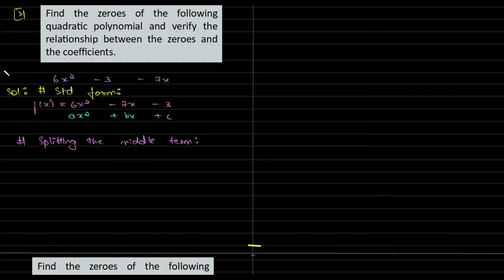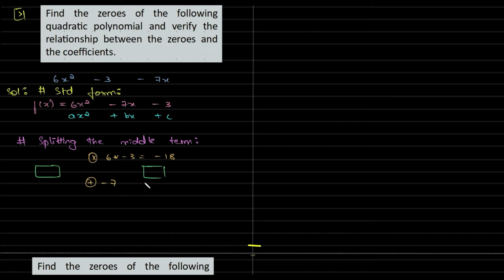Okay, especially maths. This is where, in this question, I teach you splitting the middle term in a bit detailed manner. So please concentrate. See, the idea here is when I multiply, I should get 6 into minus 3. So this is minus 18. And when I add, I should get the middle term, that is minus 7.